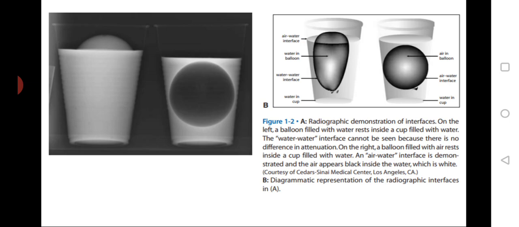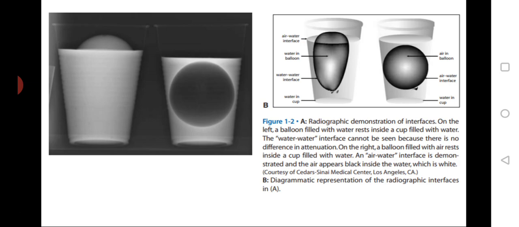So, I like this picture also. Here you can see a radiographic demonstration of interfaces. What is the interface? The interface is a very important definition in radiography. The interface is a border. It's not only in radiography, it is in physics generally. So an interface is a border between two bodies of different densities, in this case at least.